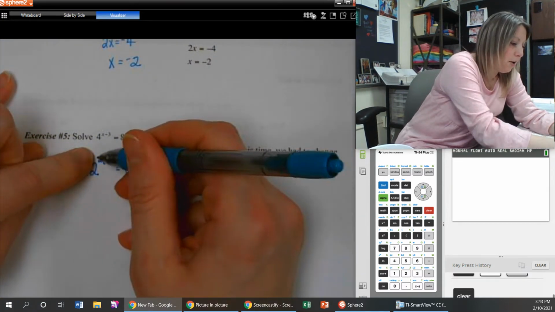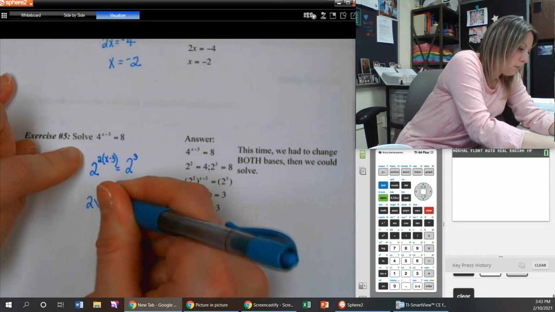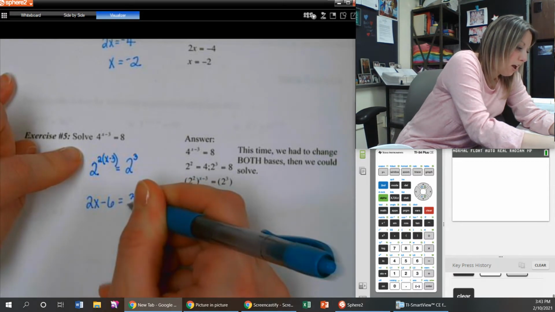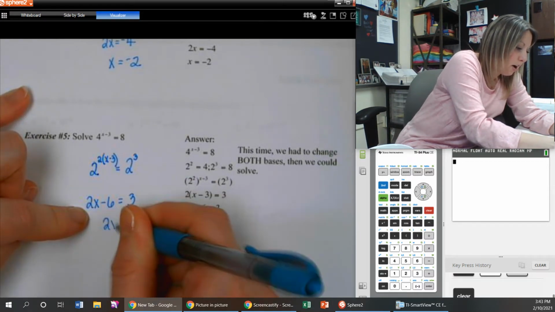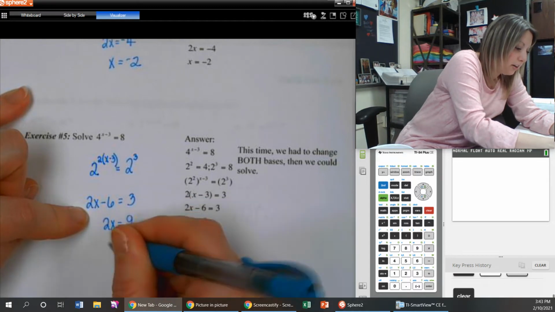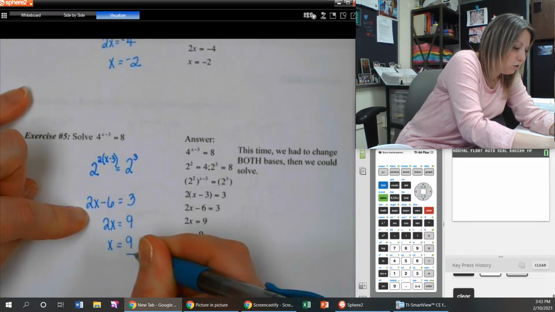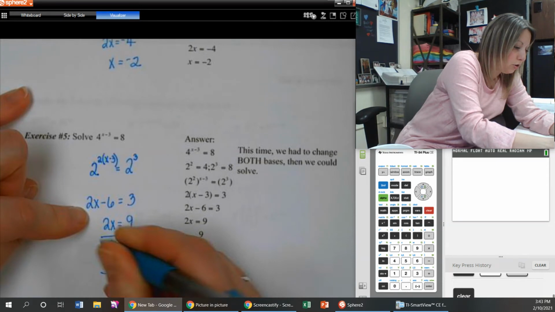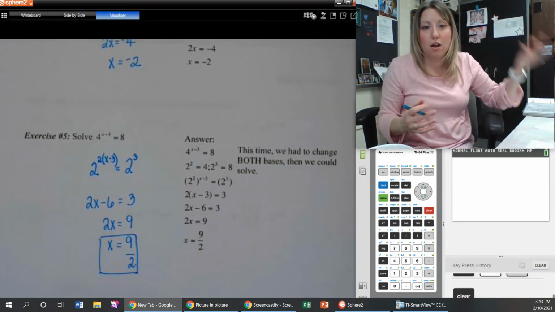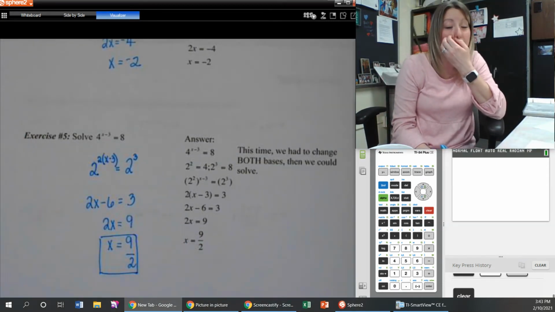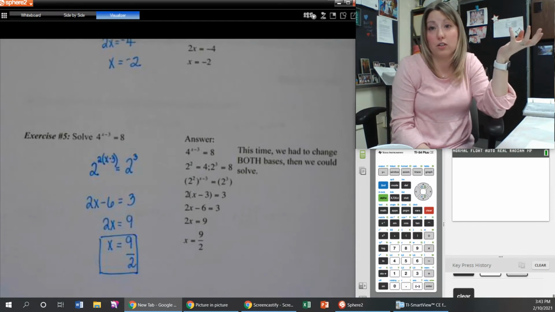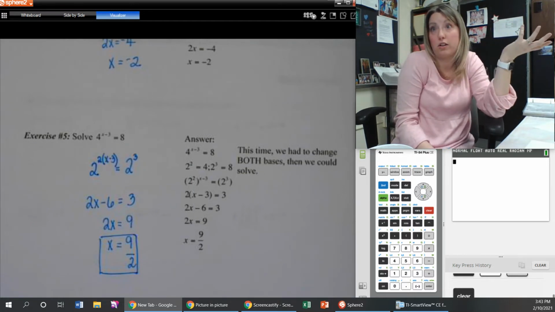But over here, now I need to distribute, so I get 2x minus 6 equals 3. Add 6 to both sides, you get 2x equals 9. And no, this won't divide evenly, but this goes into what I was saying, that most of these answers are small integers or fractions, and there you are. I would leave it in fraction form, because the majority of the time, if you're running into multiple choice, they're in fraction form.